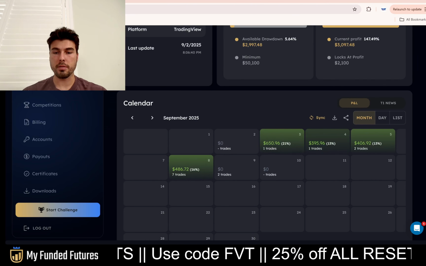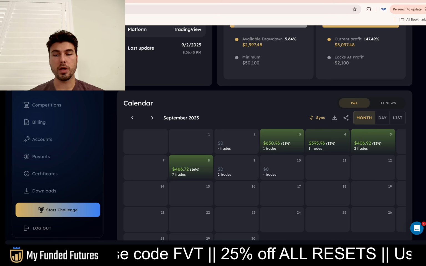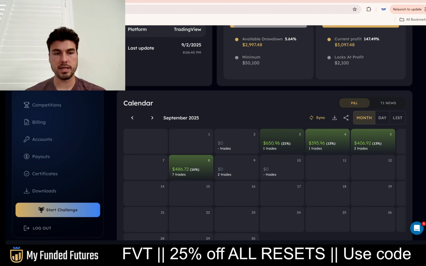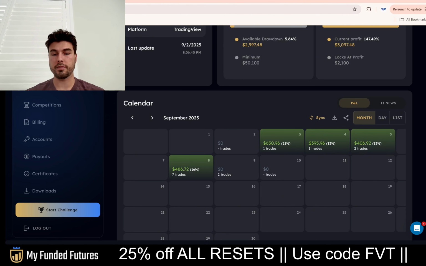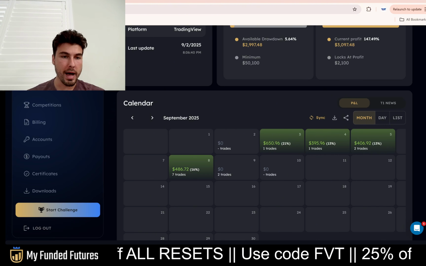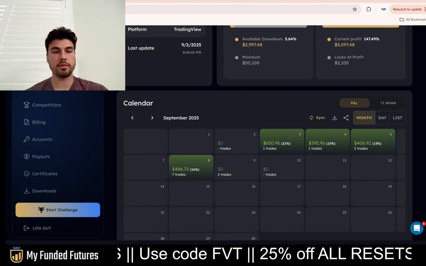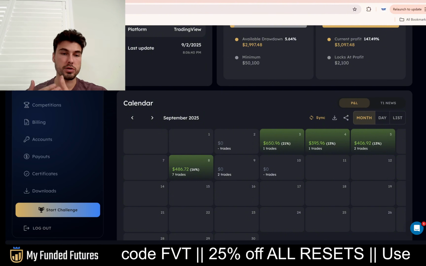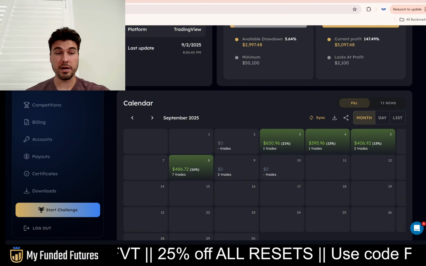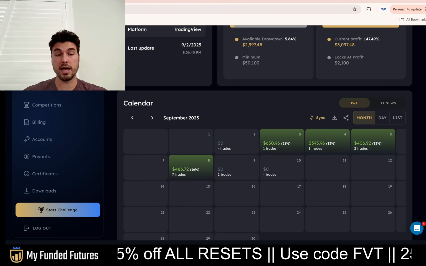On this day here where I made $395, I wanted to make more. On this day where I made 406, on this day where I made 650, on this day I made 486. Yes, I wanted to make more, but I had to decide when was enough. And that's a really big thing for trading when you're trying to pass evals, when you're trying to pass funded accounts, or even trade funded accounts for that matter. And we'll get onto the funded account in just a second now.